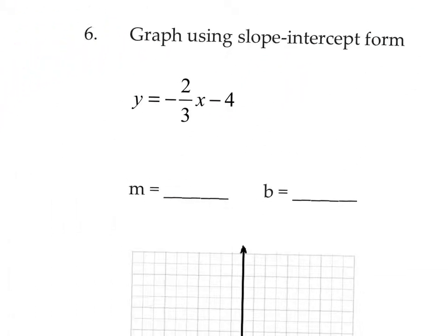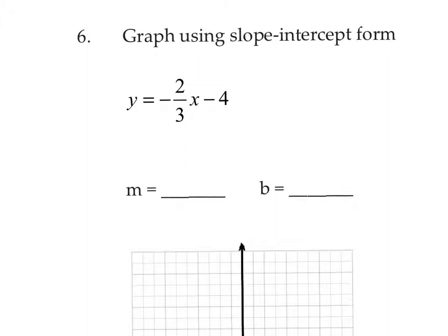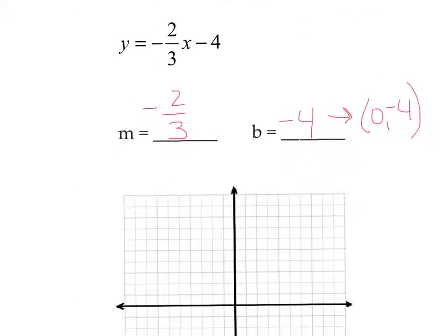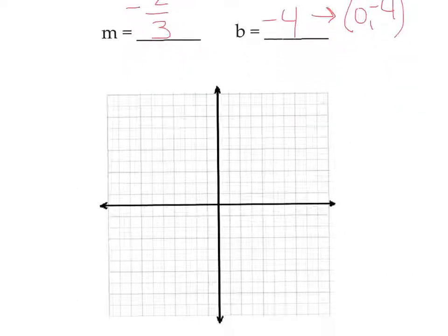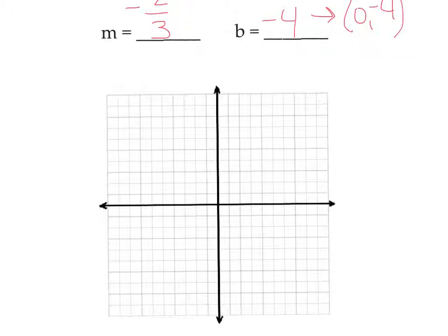Okay, we're going to graph this one using slope-intercept form. y equals mx plus b. So the m is here in front of x. It's -2/3. The b is -4. That gives us a y-intercept of (0, -4). So that's where we start, at the y-intercept of (0, -4). We're going to put a point in there.